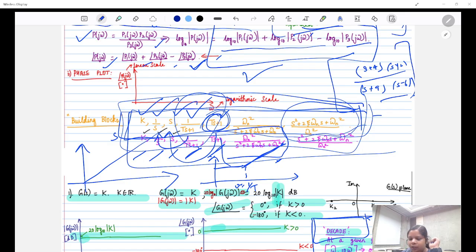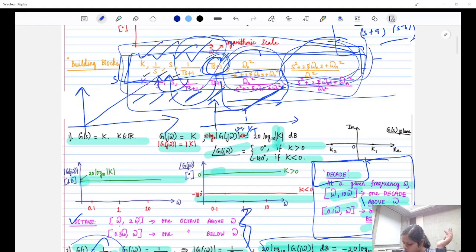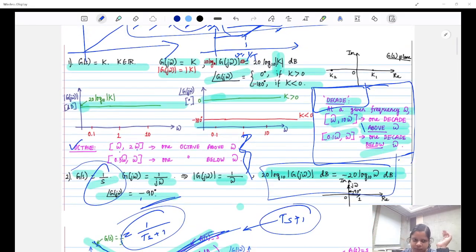And if you cannot break your transfer function into factors, then you might encounter these forms, and for these we have already seen that the corner frequency is omega n, and we see a minus 40 dB per decade, right? All of the derivations and explanations are already covered in the lecture, so I'll brief you on all of them unless you have some problem.